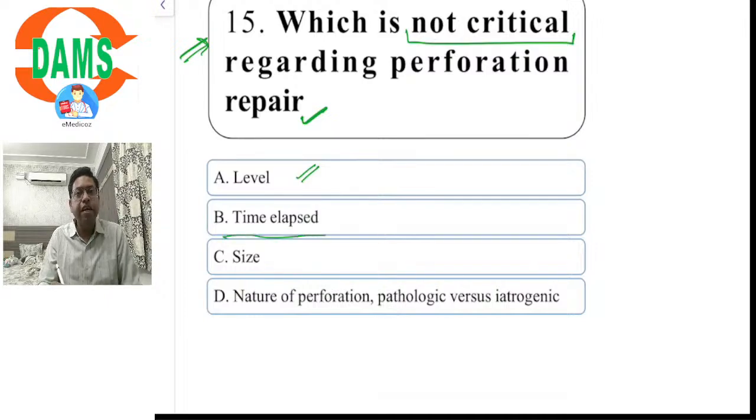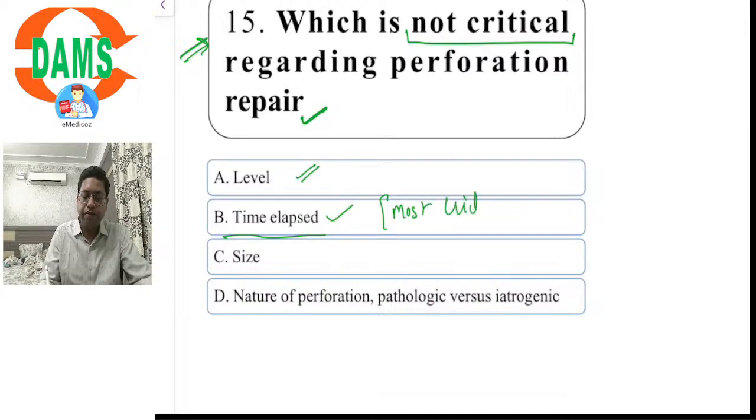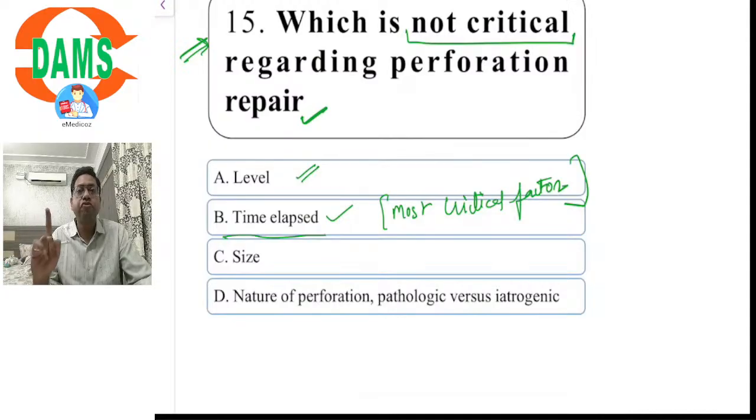Time elapsed. What is meant by time elapsed? If a perforation has occurred, it should be repaired immediately. We should not wait, because if we wait for perforation repair, there would be formation of inflammatory tissue and granulation tissue that would jeopardize the treatment outcome. So it should be repaired immediately. Time elapsed is the most critical factor. So if the question is asking which factor is most crucial regarding the prognosis of perforation, among location, size, and the time between perforation and treatment, time is the most critical factor.